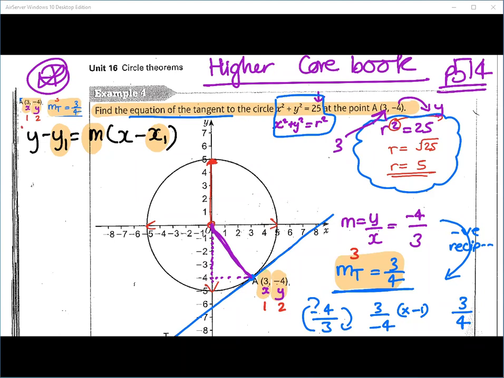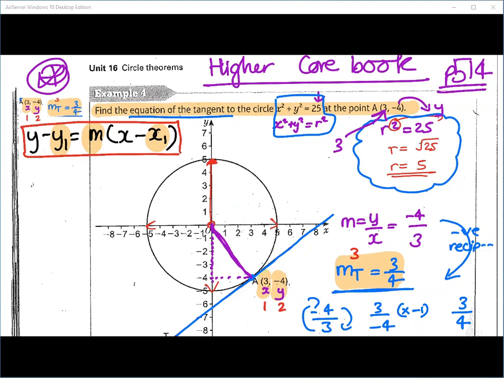So far, we had to work out the gradient of the original line. We had to do the negative reciprocal of that gradient to work out the gradient of the tangent. Then we use the coordinates that the tangent will go through, which is the point of contact with the circle. And then we're going to put all those 3 values into our equation. So let's start the substitution process.